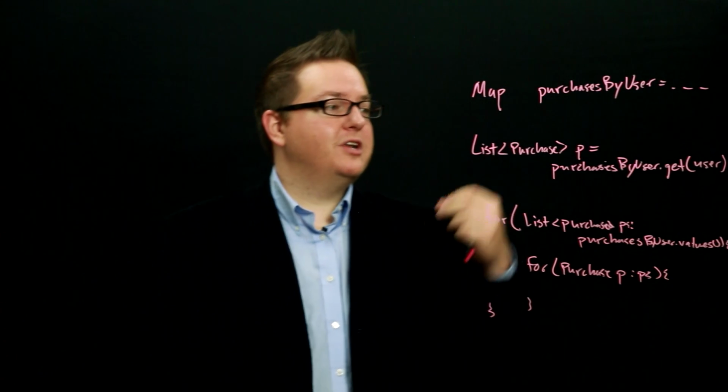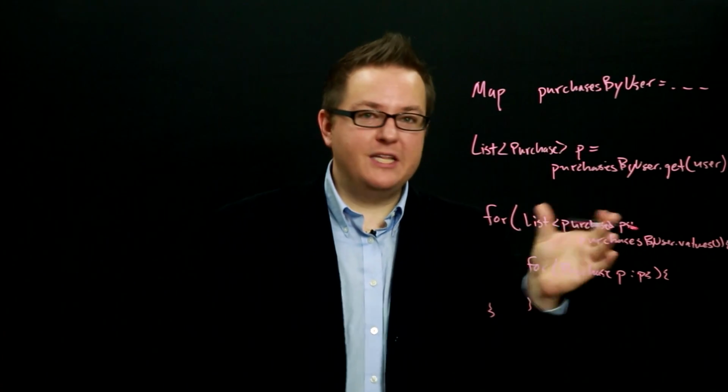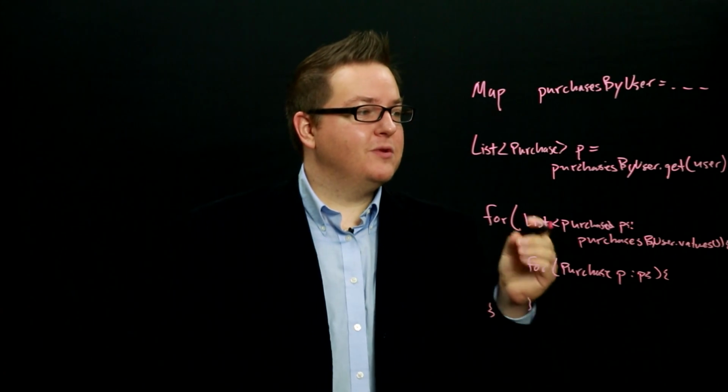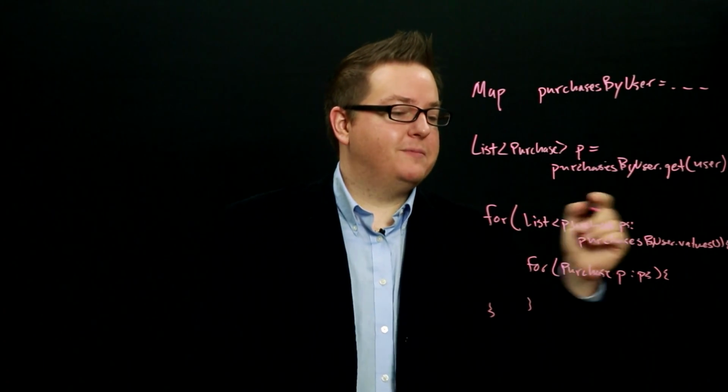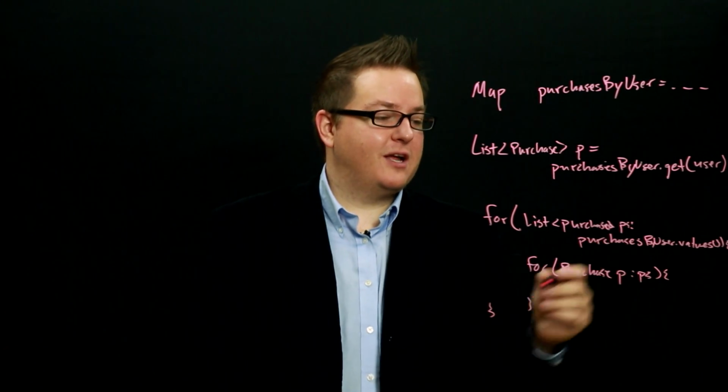Whereas if we just want to know what purchases does a user make, this map is really fast. But the moment that we want to know which users meet a particular criteria, we have to go and do a lot of work. And in this case, we're not even doing the work correctly.